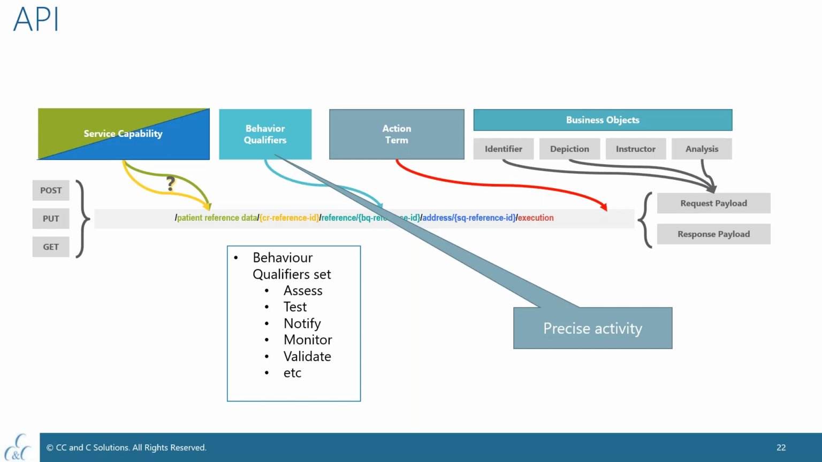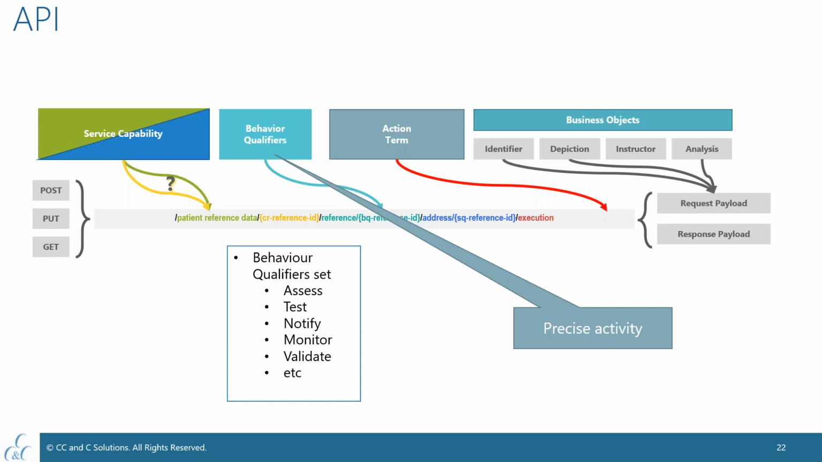If patient is getting perfectly fine, it is okay. If not, then he will be kept under monitoring. So these are some minor examples of behavior qualifier set, and this defines how the header is going. Action term we have already defined. So that's how the whole API header is created. We can use the REST protocol, which is very common in IT industry nowadays.